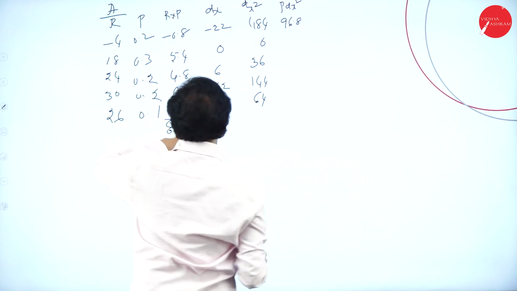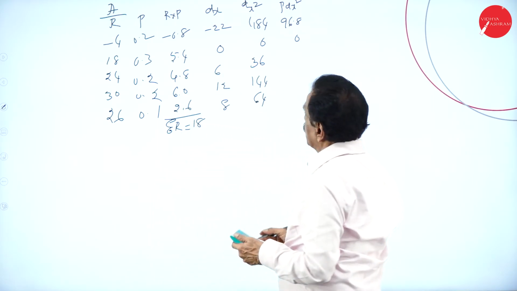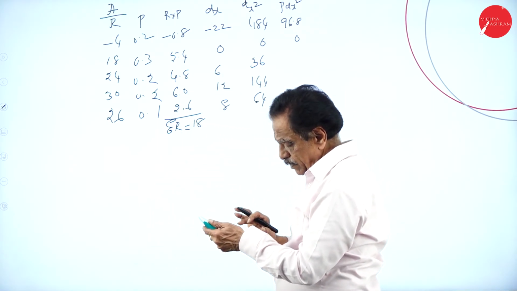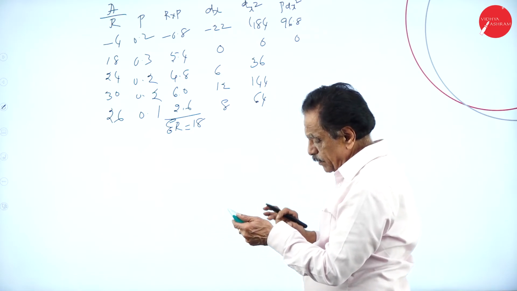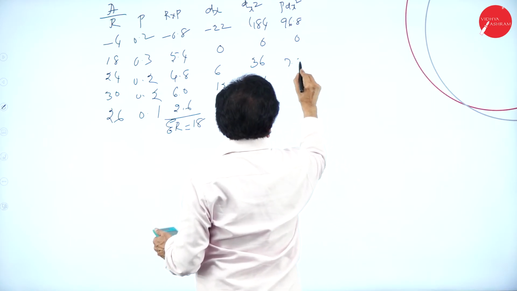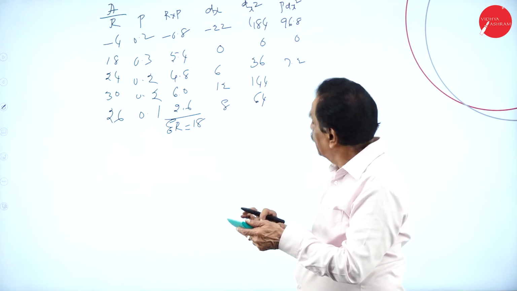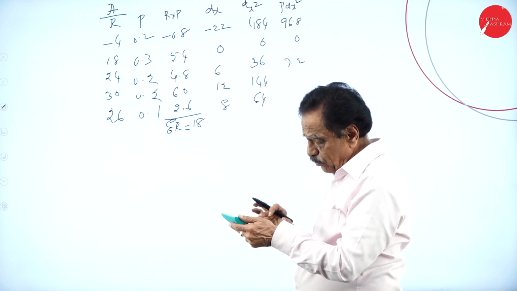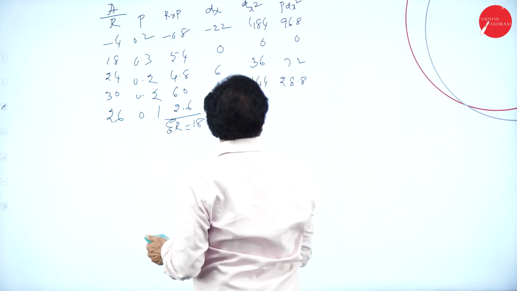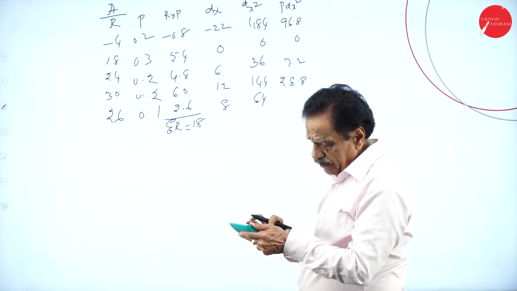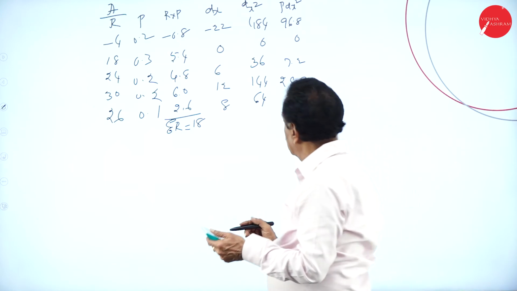This is 4 minus 18, which is -20. This is 0. Then 36 into 0.2 is 7.2. 144 into 0.2 is 28.8. 64 into 0.1 is 6.4.